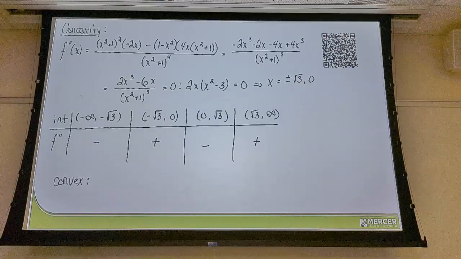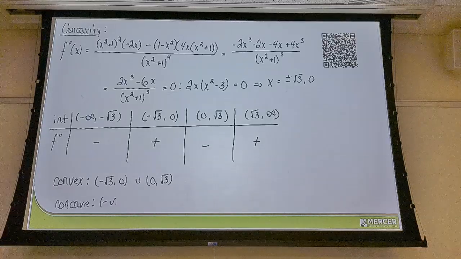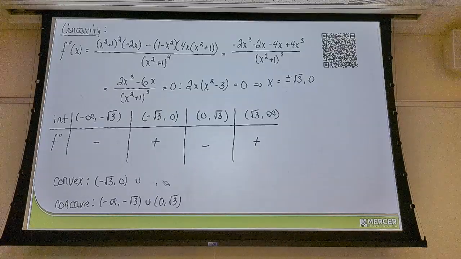Where are we convex? From negative square root 3 to 0, and from 0 to square root 3. Where are we concave? Negative infinity to negative square root 3, and 0 to square root 3. Square root 3. No, which means that's wrong. Sorry.